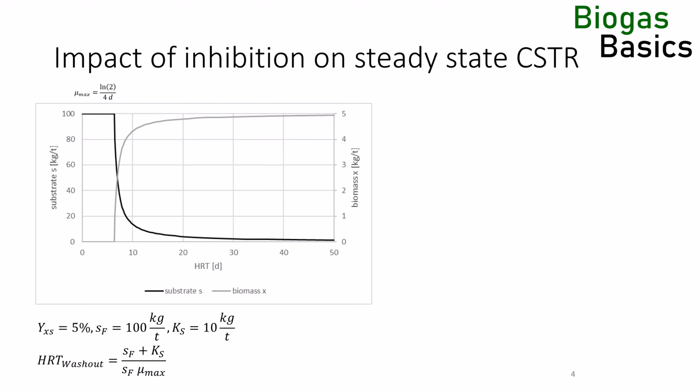The CSTR will become unstable in the turbidostat region long before it will reach the washout point. We operate the reactor at 30 days residence time. The substrate conversion is 97.6%.